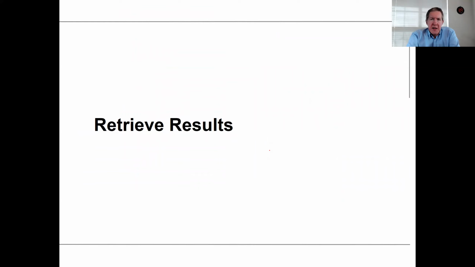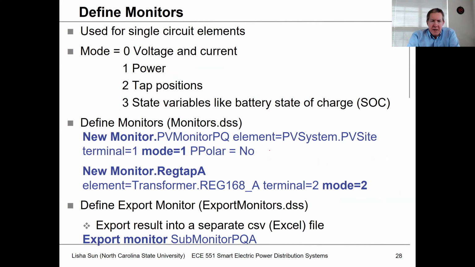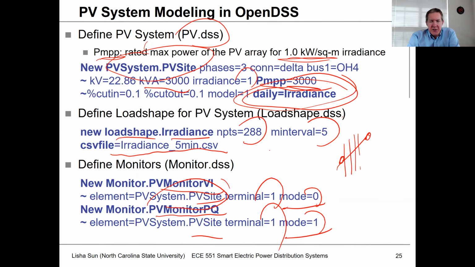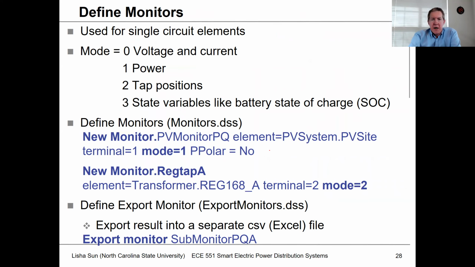All right, so once you've got the load shape file set up and your PV set up, you can run your analysis. You've got these various monitors that you're setting up, the monitors right here for the PV. These monitors all run in different modes. If you have mode 0, you would be monitoring voltage and current. If you have mode 1, that's power. Mode 2 would be like a tap position for a regulator. And mode 3 is used if you have a battery, for looking at things like battery state of charge.